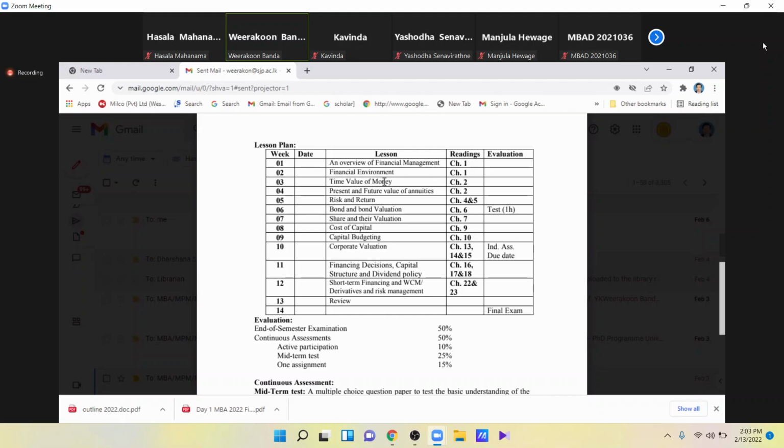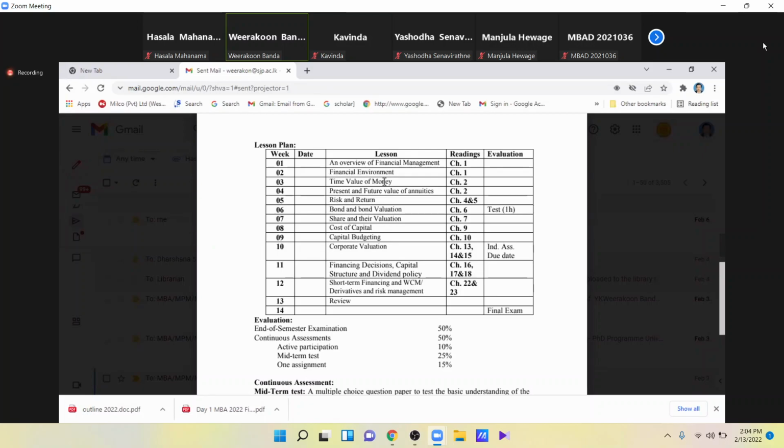Then you have to follow a particular procedure here. There is some assessment. The end of semester examination is 50%. From the total marks, we allocate 50% for the final exam. Continuous assessment is 50%. Then the 50% continuous assessment consists of three activities you mentioned: active participation, 10%, midterm exam, 25%, one assignment, 15%.